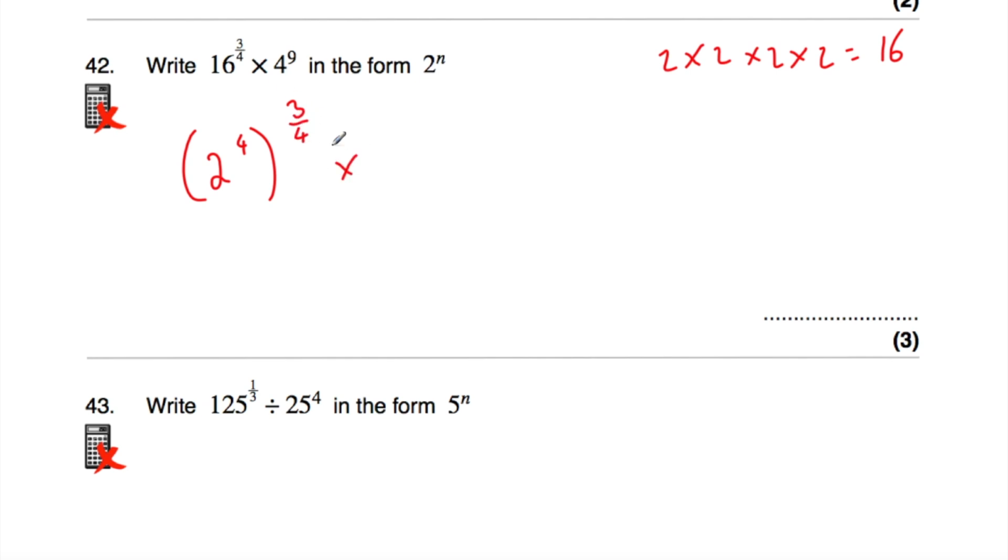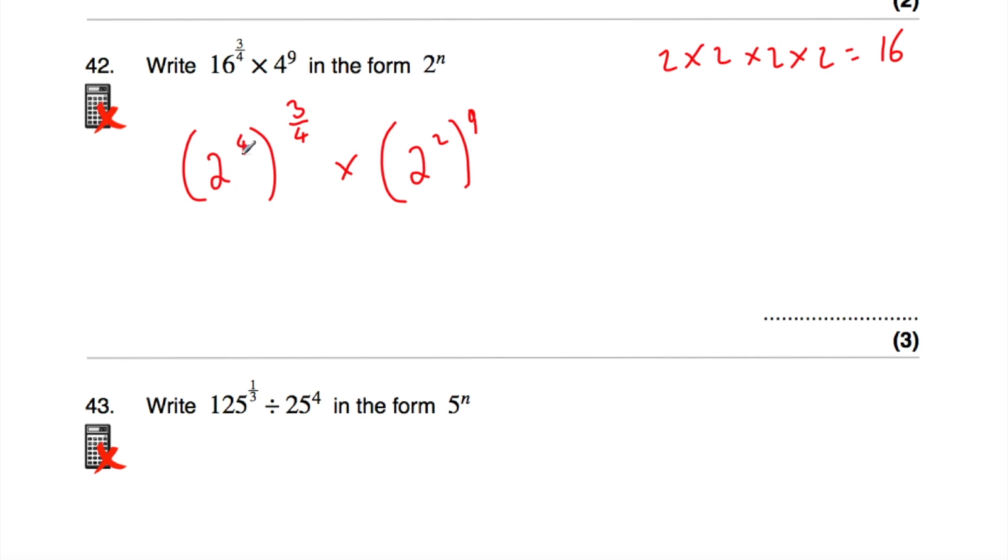And then we've got times, and then again we've got 4, and again that's not a coincidence, because 4 is 2 squared, and then to the power of 9. So what we've done there is I've just replaced the 16 with 2 to the power of 4, and the 4 with 2 squared. Okay, now we want to write it in the form of 2 to the power of n, so let's work this out, because here we've got a power of a power and a power of a power, so let's work those out.